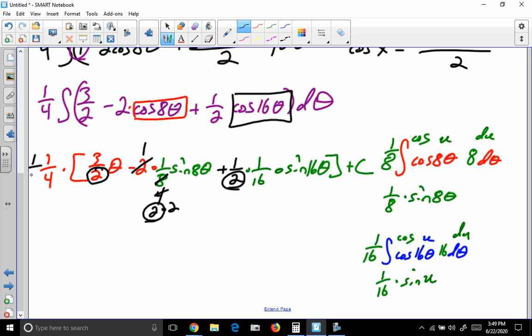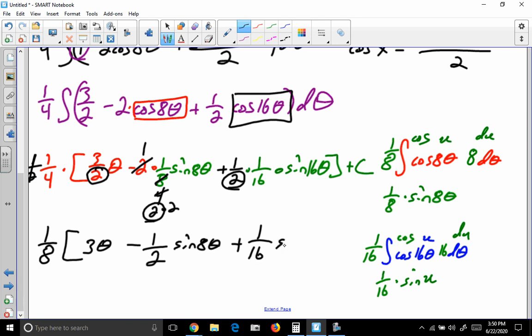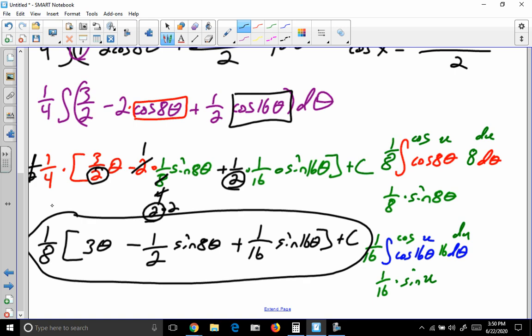If we pull a 1/2 out front, if we pull that 2 on bottom out, we have a 3 theta there. If we pull that 2 out on bottom, we're left with a 1/2 sine 8 theta there. And if we pull that 2 out, we're left with a 1/16 sine 16 theta there. Can't reduce that 8 with that 2 because that's inside a function. Same thing here. That's inside a function. So that should be as far as we can go with that one.